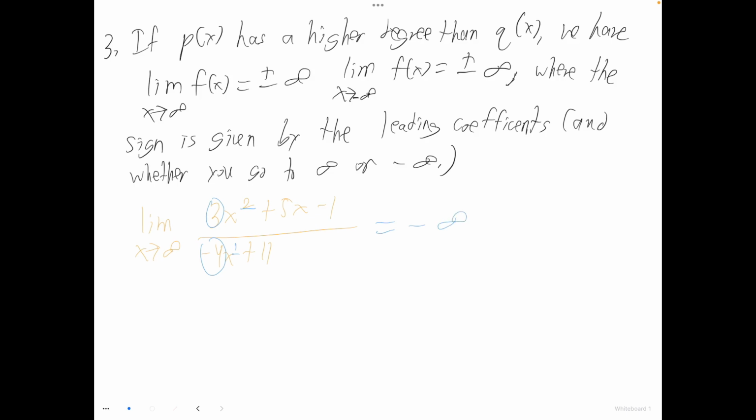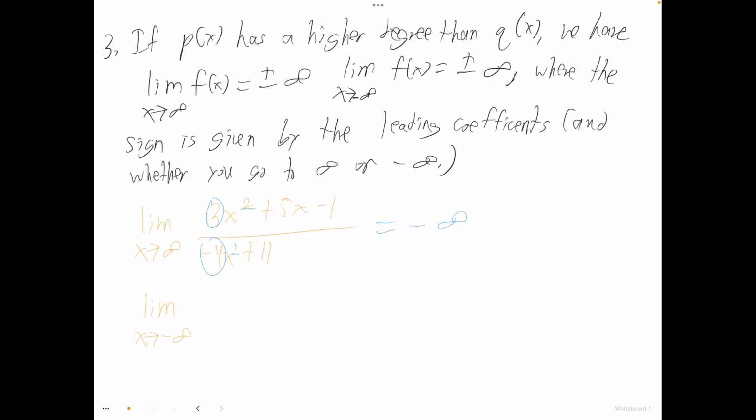And similarly, if you have a negative over a negative, it goes to positive infinity, positive over positive, positive infinity, negative over positive, negative infinity. It's just the usual rules for multiplication and division with positives and negatives. The trick comes in when we're dealing with going to negative infinity.